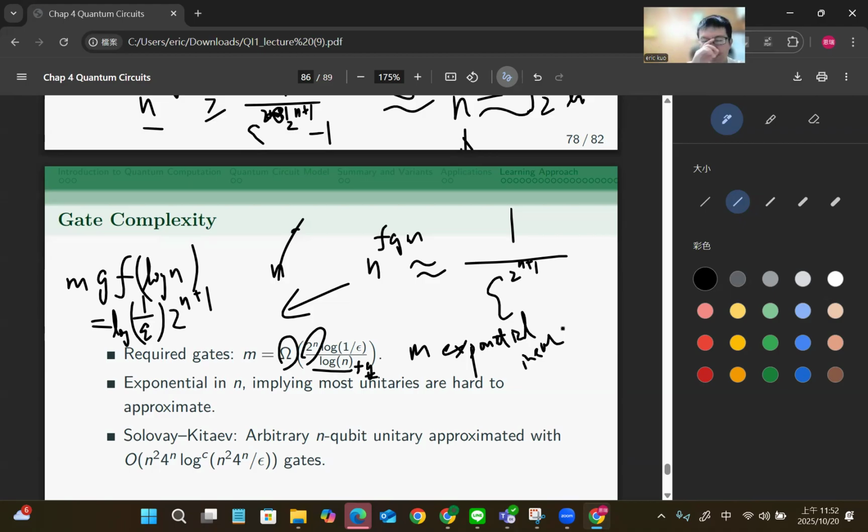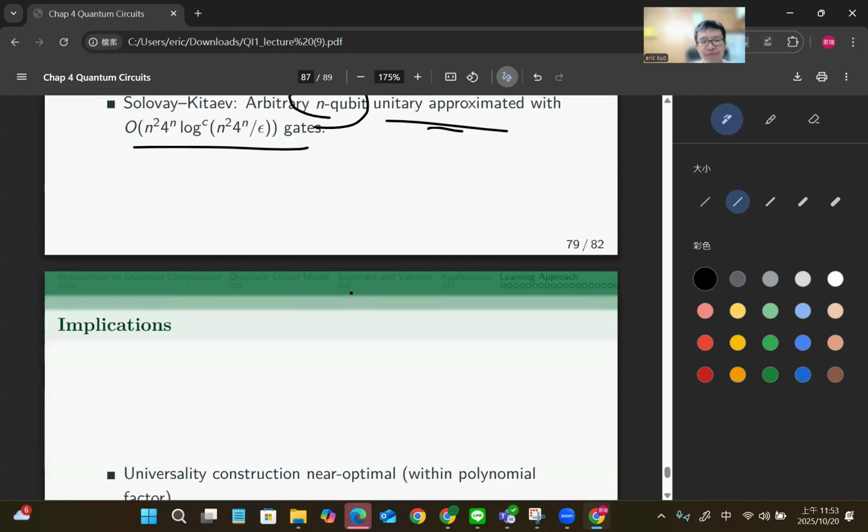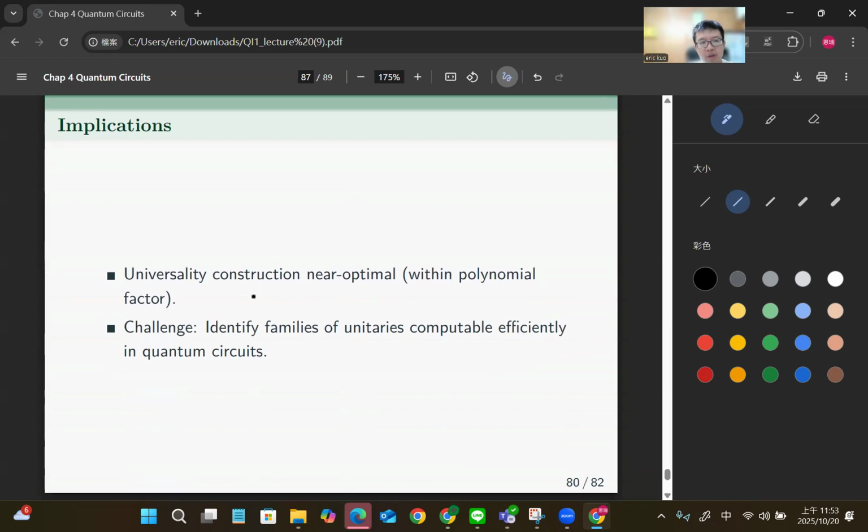This is similar to the classical proof if you go back to the previous videos. So that means that being exponential in n implies most unitaries are hard to approximate. And the best we have is the Solovay-Kitaev result, which gives n cubed; we already know the answer must be exponential, 2 to the n. But you can see this is much better than that. I think one can check this. This is fortunate. I will check this, but basically this just tells you that you need an exponential number of gates to approximate an arbitrary unitary. So the universality construction is near optimal within a polynomial factor.